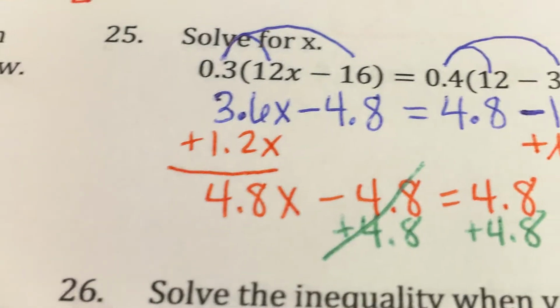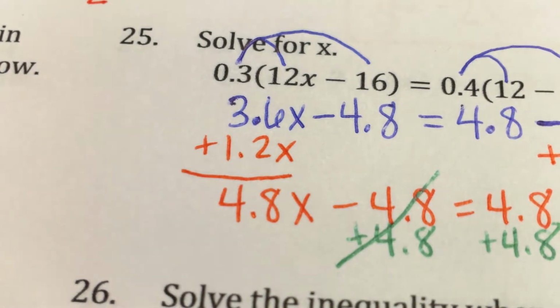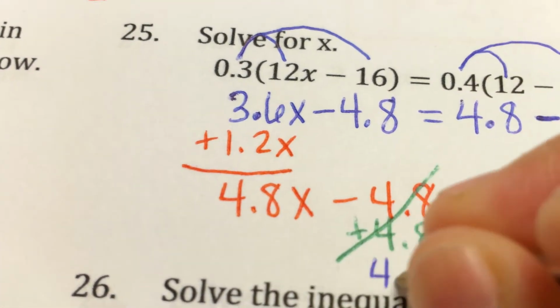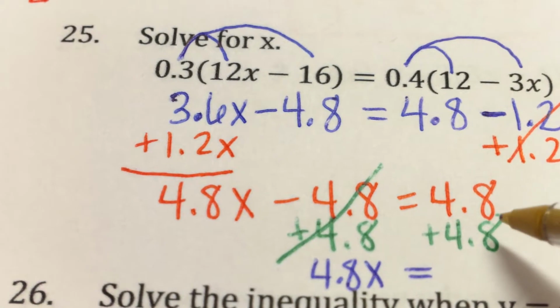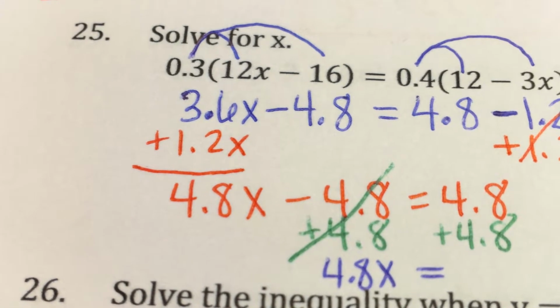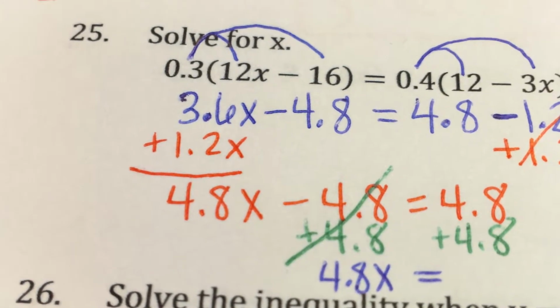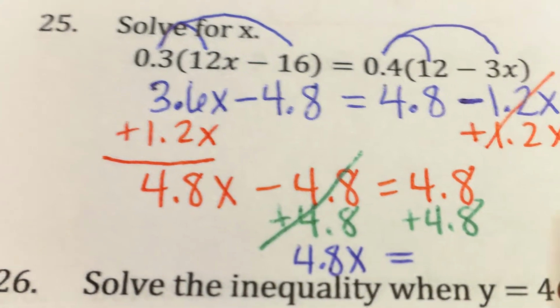This ends up canceling because it's a 0. So then I'm left with 4.8x equals, we add that, which is 9.6. You don't believe me? You can use the calculator. And it's still going to give you 9.6. There it is.